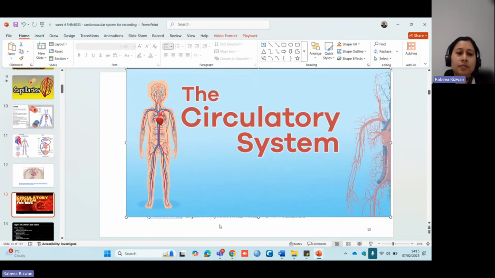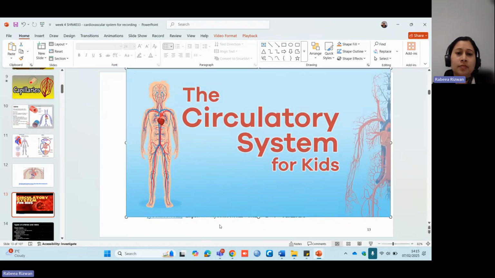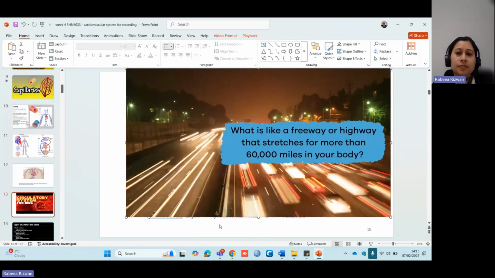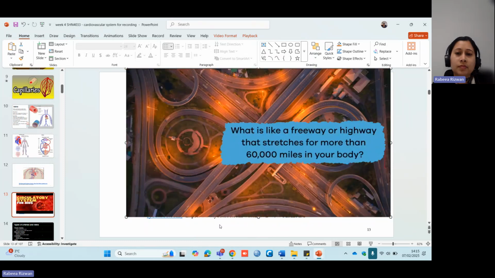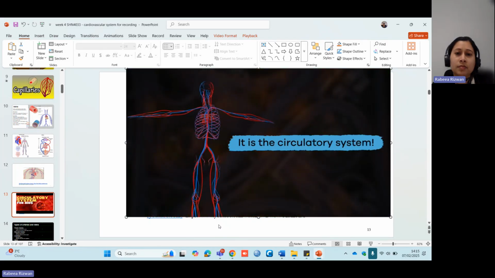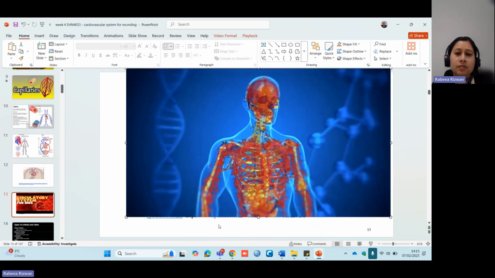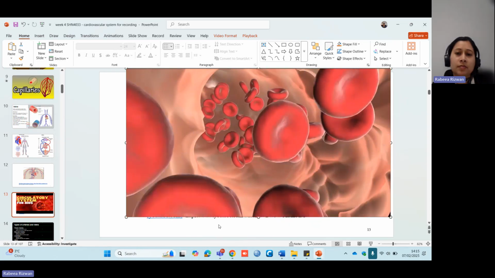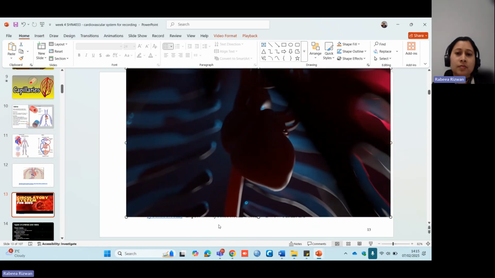The circulatory system for kids. What is like a freeway or highway that stretches for more than 60,000 miles in your body? It is the circulatory system. Let's learn more about it and why it is the most important system in the human body.